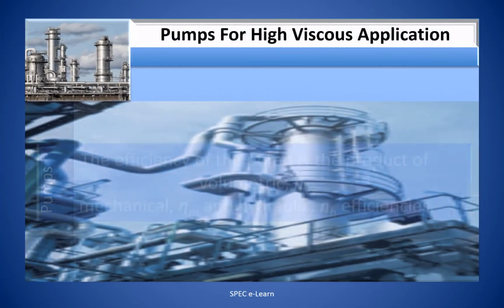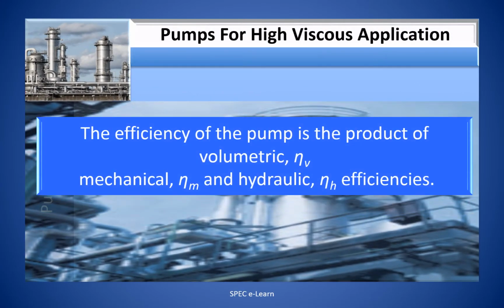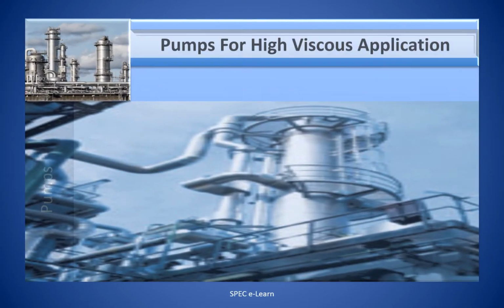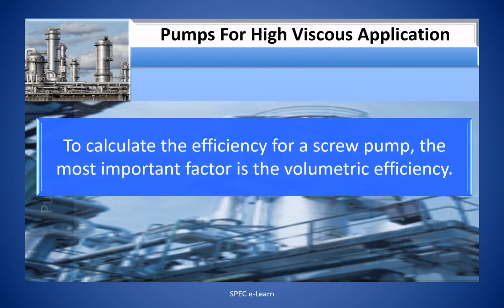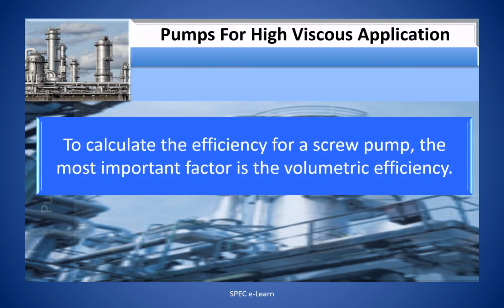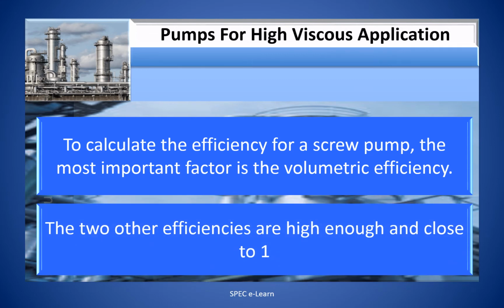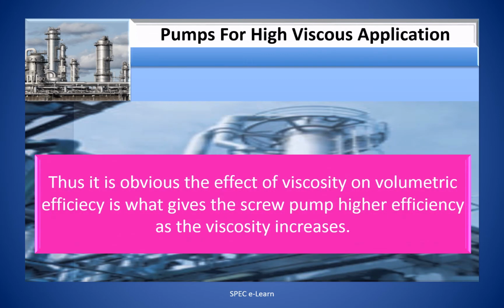The efficiency of the pump is the product of volumetric efficiency, mechanical efficiency, and hydraulic efficiency, as given below. To calculate the efficiency for a screw pump, the most important factor is the volumetric efficiency. The two other efficiencies are high enough and close to 1. Thus, it is obvious the effect of viscosity on volumetric efficiency is what gives the screw pump higher efficiency as the viscosity increases.